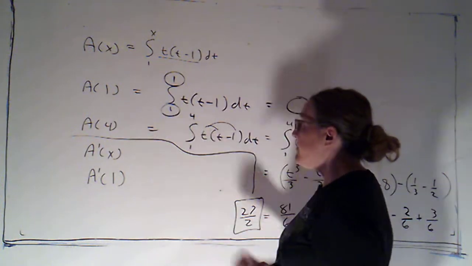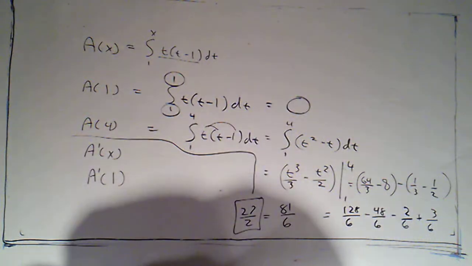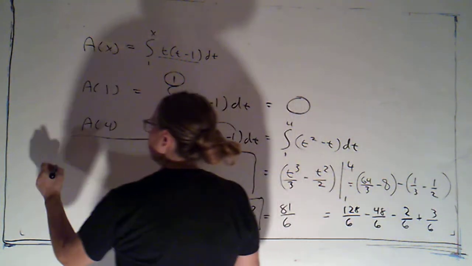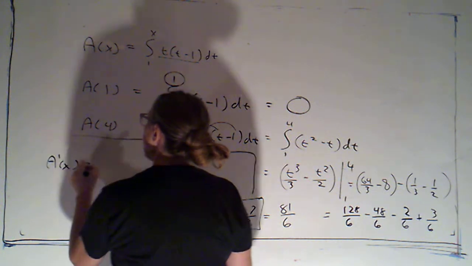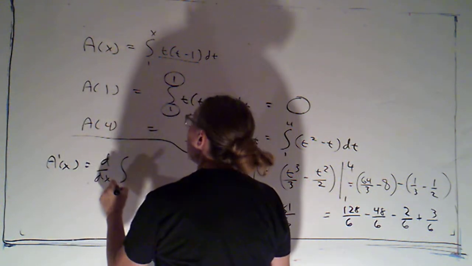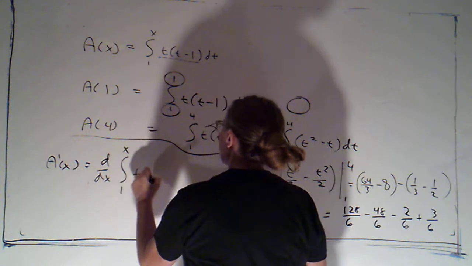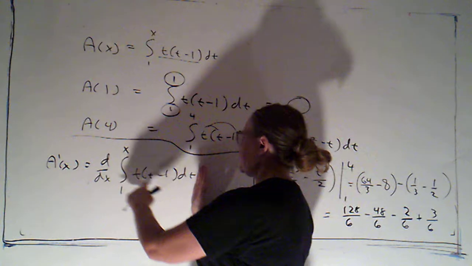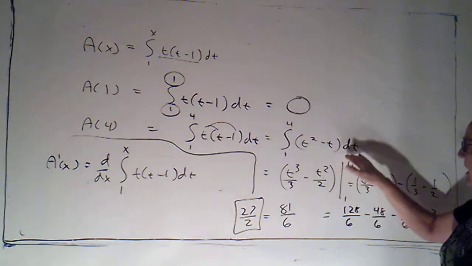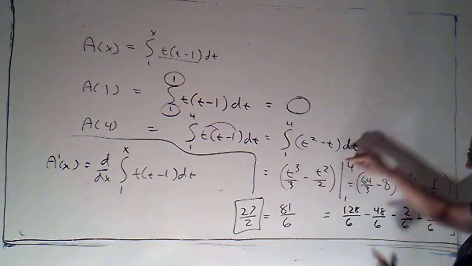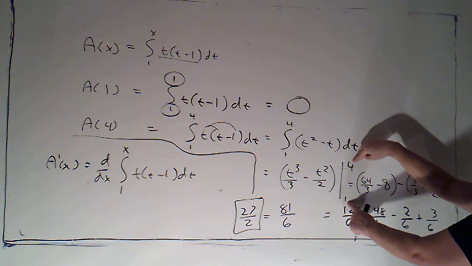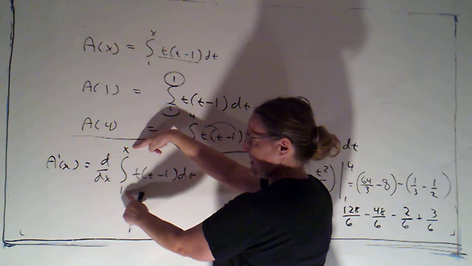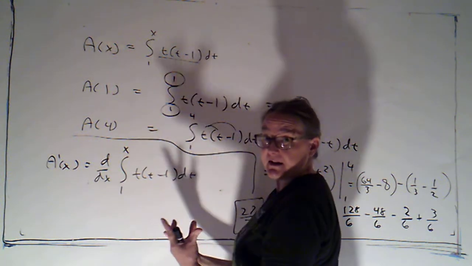Now, A prime of x. A prime of x, we're just taking the derivative of this area function. Notice the t here is really a dummy variable, because if I evaluated this, just like I did over here, I'm going to find myself an antiderivative, and then I plug in the limits of integration. When I plug in the limits of integration, I'm plugging in 1 and x here, I am really getting a function of x.